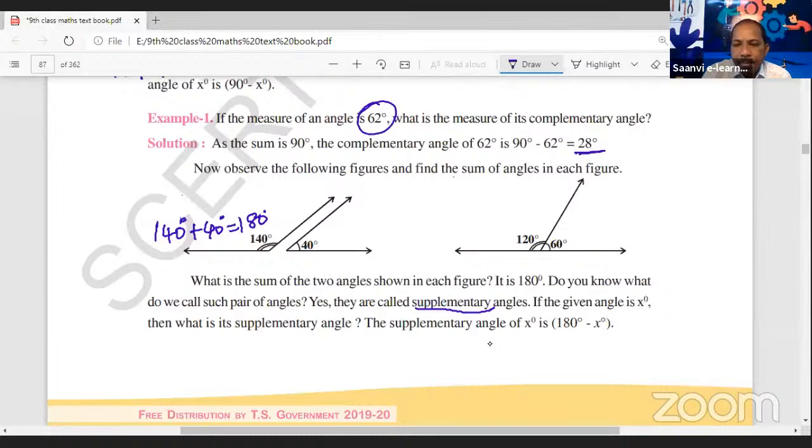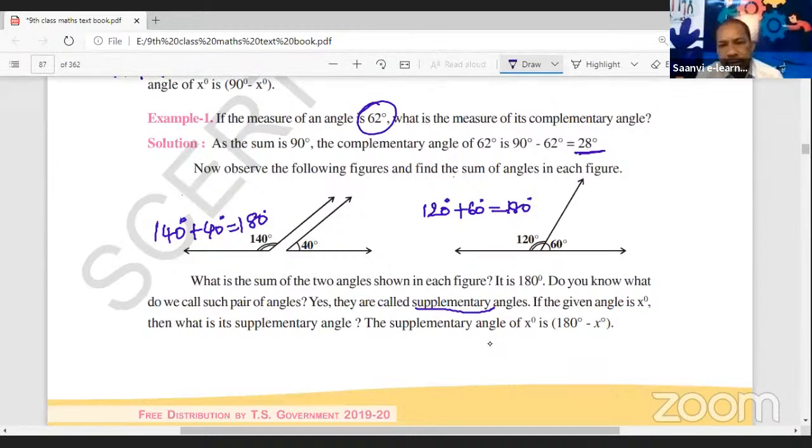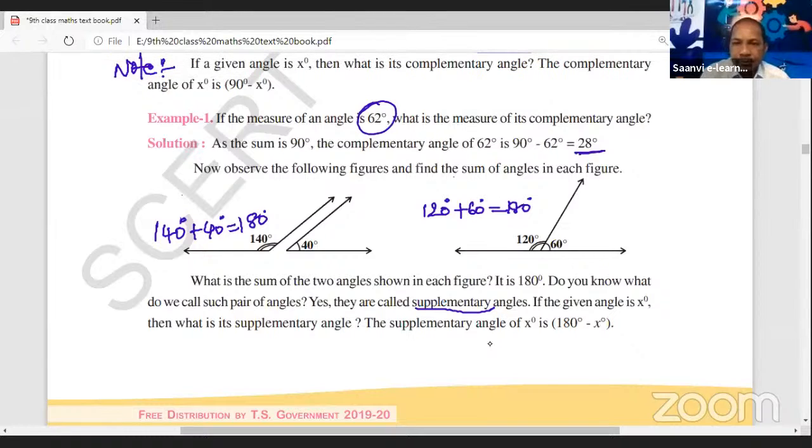And here also, one angle is 120 degrees and the other angle is 60 degrees. So 120 plus 60, how much? We get 180 degrees, isn't it? So if the sum of the two angles is equal to 180 degrees, then the two angles are called supplementary angles.